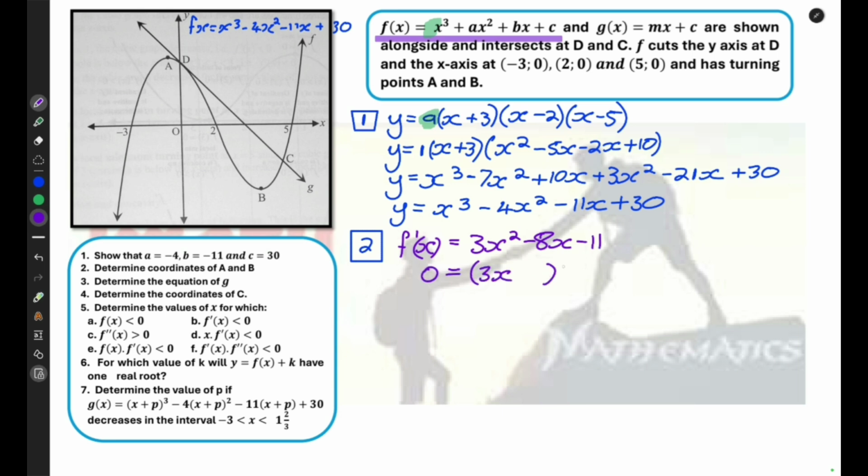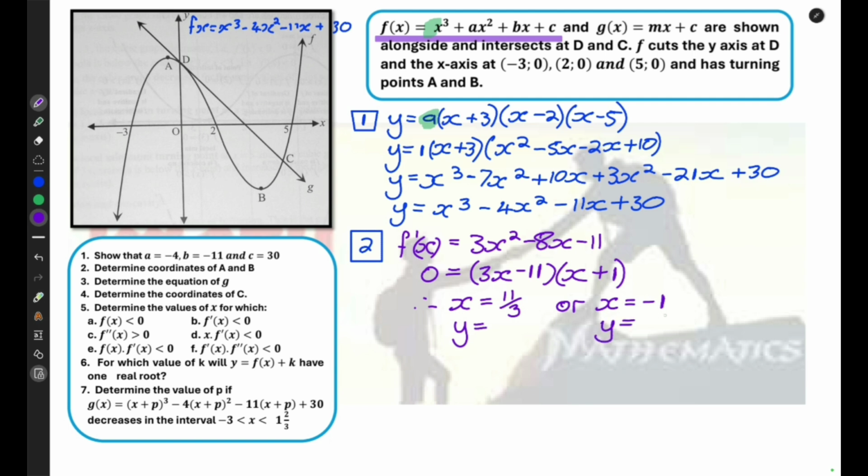So this would be a 3x. That's just an x. This is a 11. That's a minus. This is a plus. And that's a 1. So therefore, x will be equal to 11 over 3, or x would be equal to minus 1. They are asking me for the coordinates, so therefore I must just get the y values as well, and I'm just going to sub it into my f(x) formula.